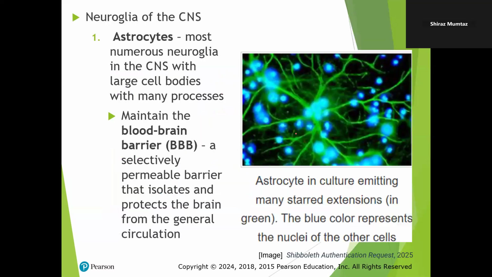So, the neuroglial cells. First is the astrocyte. It is the most abundant cell available in the CNS. The basic function of astrocytes is to maintain the blood-brain barrier. The blood-brain barrier is a selective barrier that isolates the brain from the general circulation.